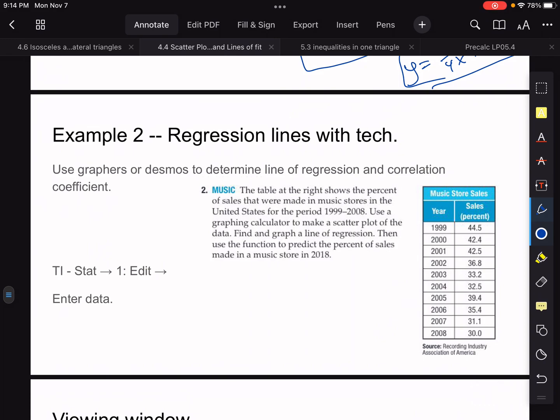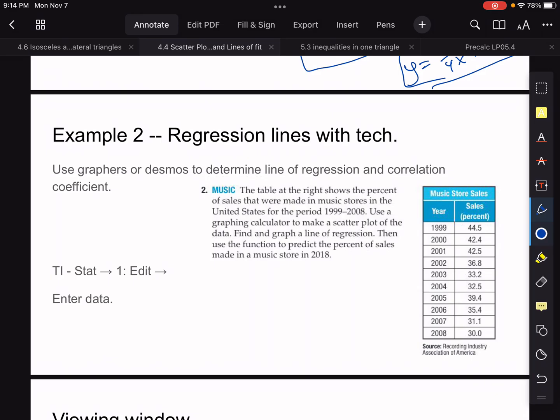The final piece here is that you can do all of this with technology, and this is what you're going to do with your projects. I'm going to try to explain it on this video, but we might have to do some more in class. So regression lines with tech, okay? I'm on the iPad Desmos app, but you could go to desmos.com, and it's very similar. First I'm going to show you how to get to regressions within Desmos.